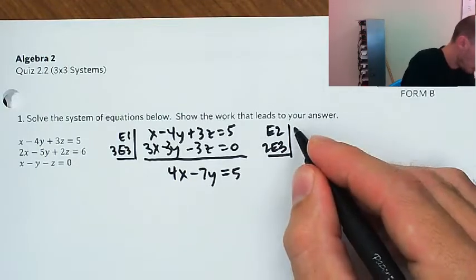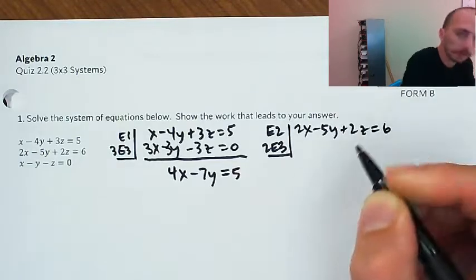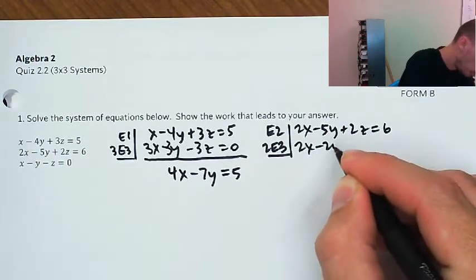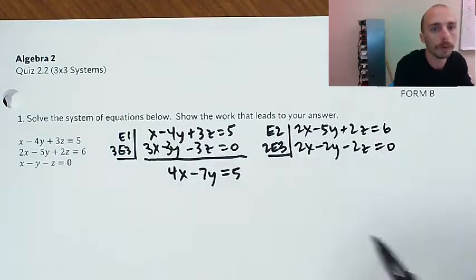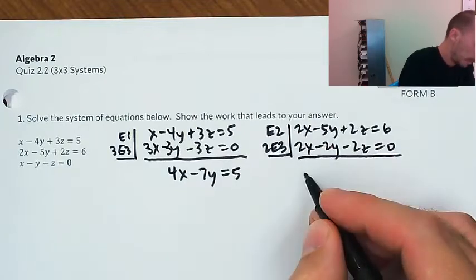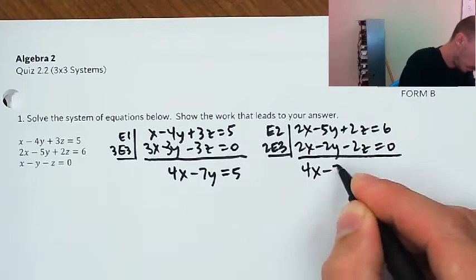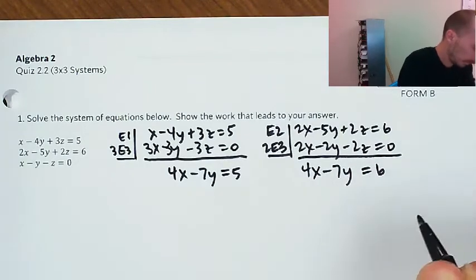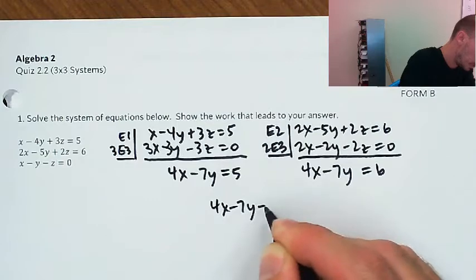And I'll say, all right, equation 2 is 2x minus 5y plus 2z equals 6. And 2 of equation 3 would be 2x minus 2y minus 2z equals 0 again, because 2 times 0 is 0. I'm going to add these all together, and I'll get 4x, negative 7y, no z's equaling 6. So I'll just copy them in here: 4x minus 7y equals 6.